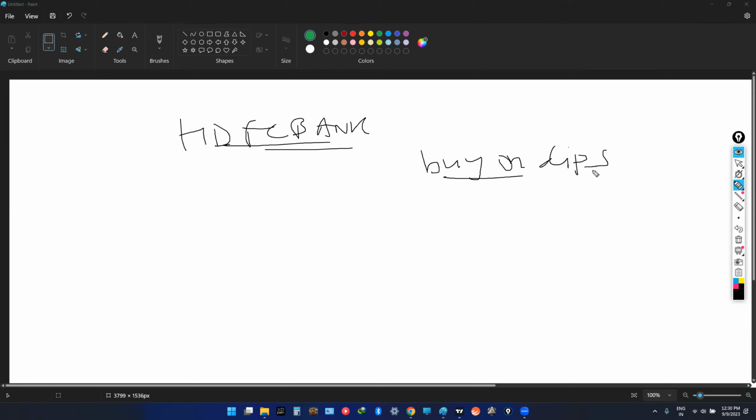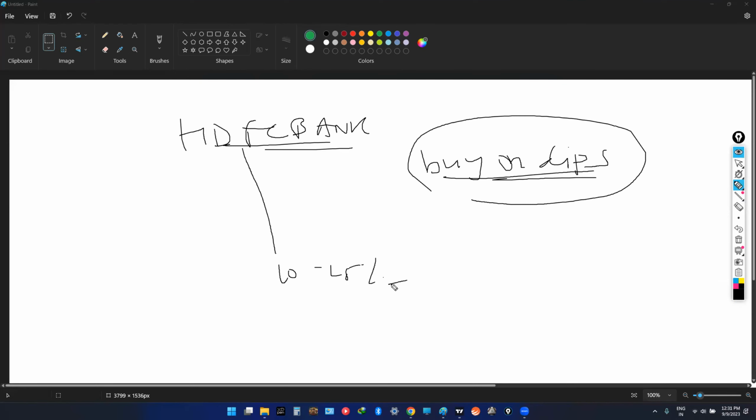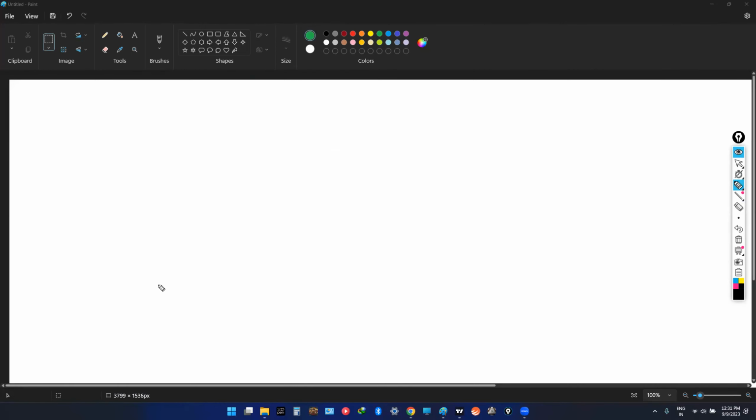Buy on dips. People recommend like this: buy on dips, that every time HDFC Bank falls 10 to 15%, it is a very good time to buy. But what is the actual logic behind this? Why do they say buy on dips? That is the same logic we are discussing.